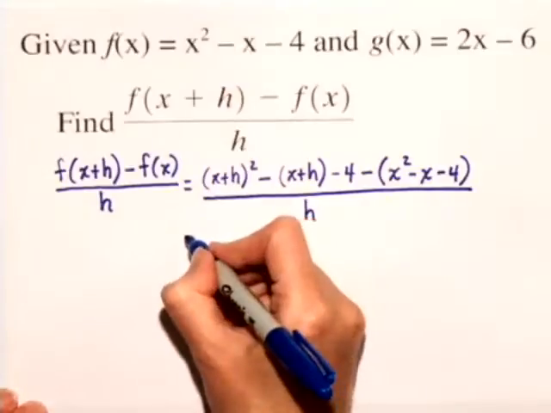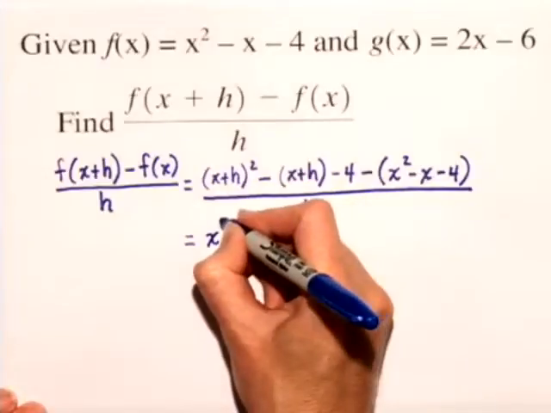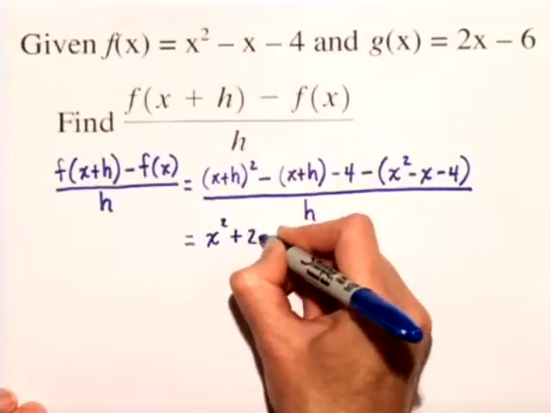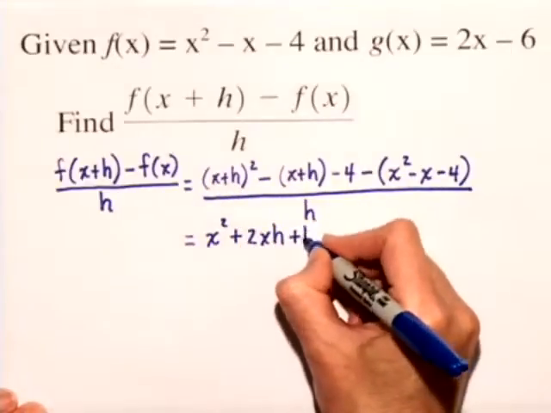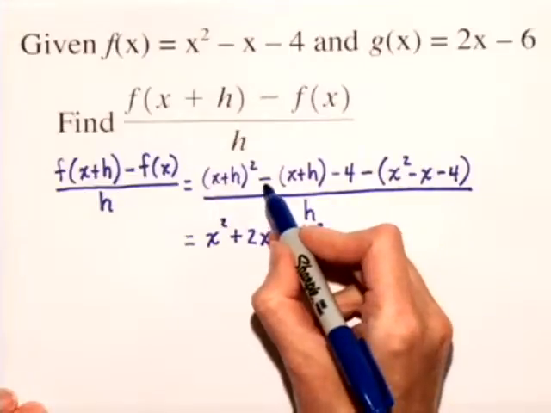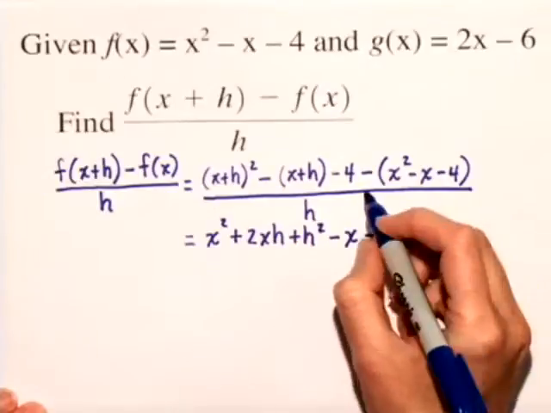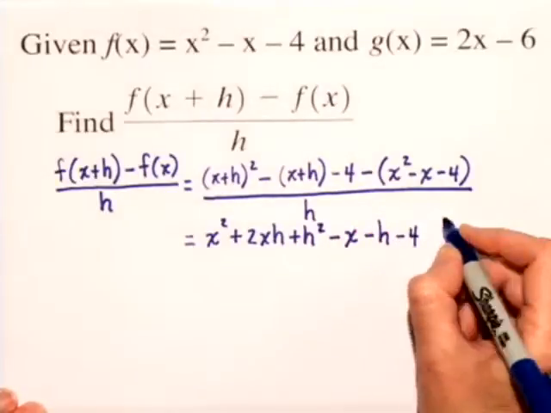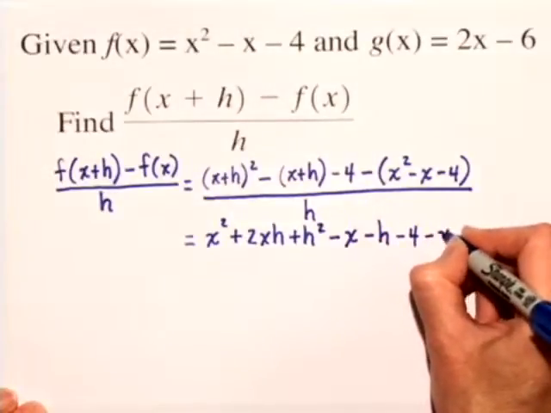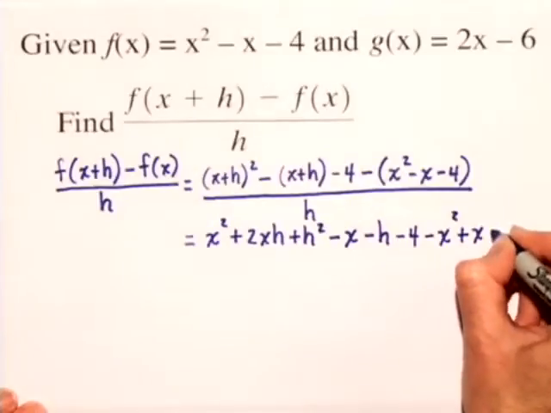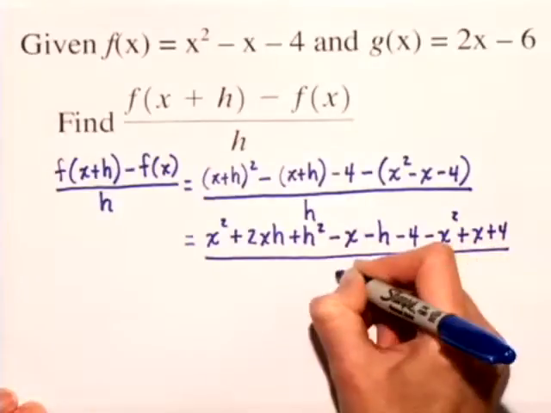And this is all divided by h. Now we need to do some simplifying. So if we have x plus h quantity squared, remember that really represents x squared plus 2xh, if I were to multiply this out using the FOIL method, plus h squared. We have this minus sign we need to distribute through, and we get minus x minus h. Next we have minus 4. And then finally we distribute this negative through the last parentheses, and we get minus x squared plus x plus 4. And this is all divided by h.